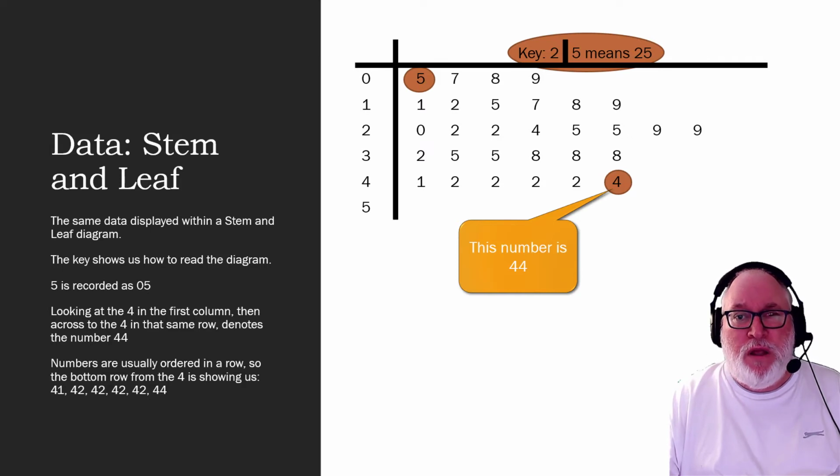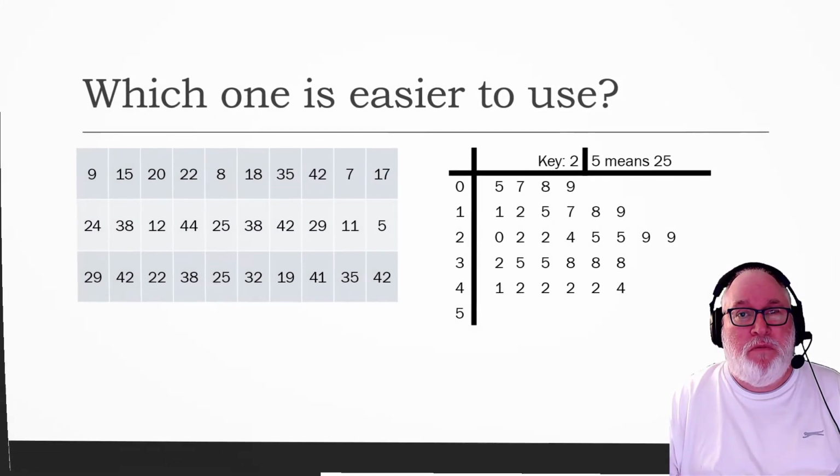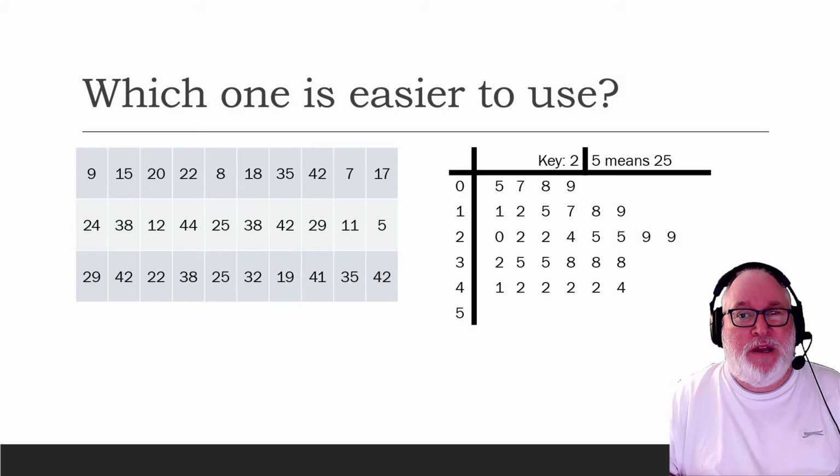So the 4 shows us that we've got a 41, we've got a 42, another 42, another 42, another 42. So we've got 4 42s there, and a 44. So now you can see the purpose of it just that wee bit more. Okay, not convinced? Well, which one did you find easier looking at now?